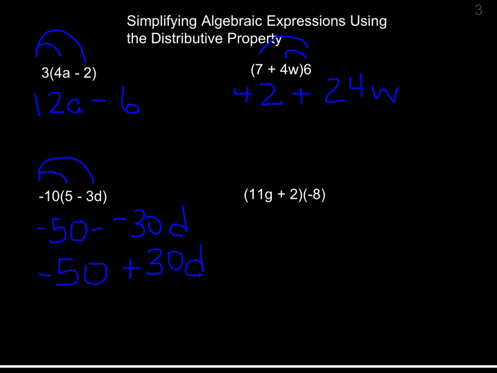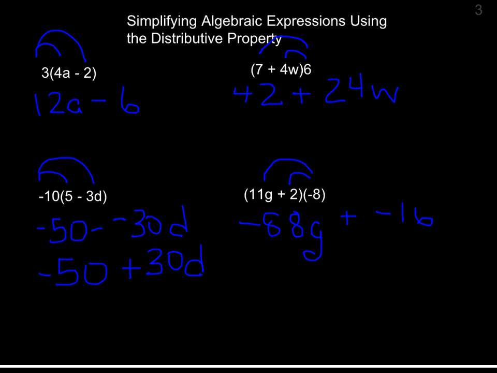Finally, the last example, again, the factor I'm distributing is to the right of the terms in the parentheses, and that's okay because of the commutative property. So I'm going to take negative 8 times 11g. That's negative 88g. I'm going to drop down my addition sign, that's between the 11g and the 2. And negative 8 times 2 is negative 16.